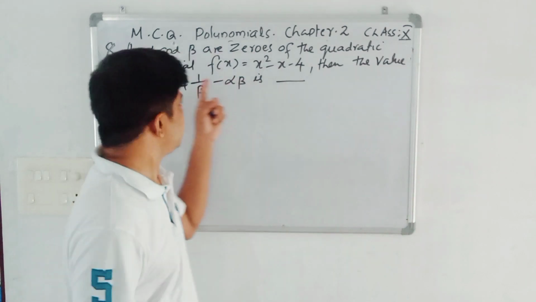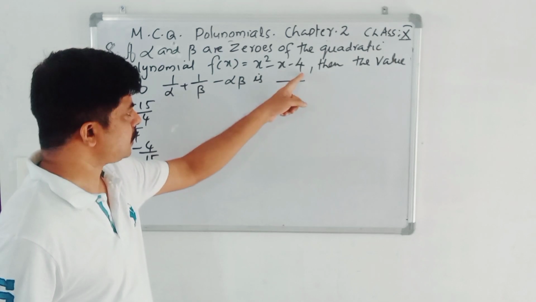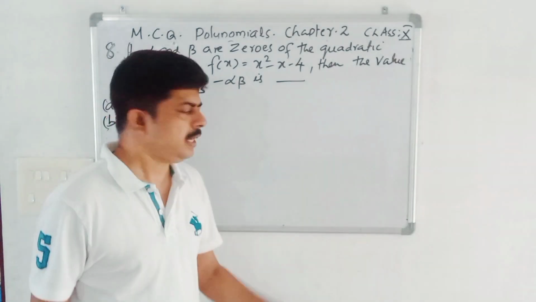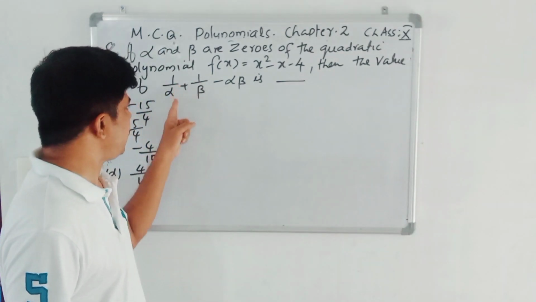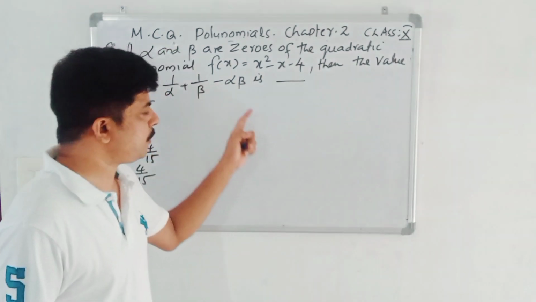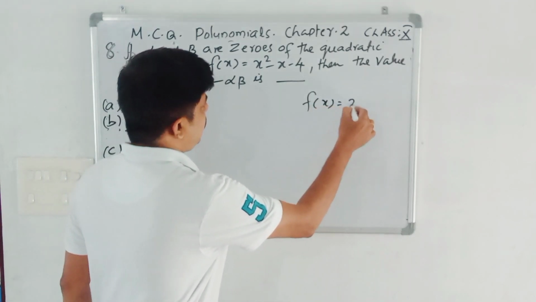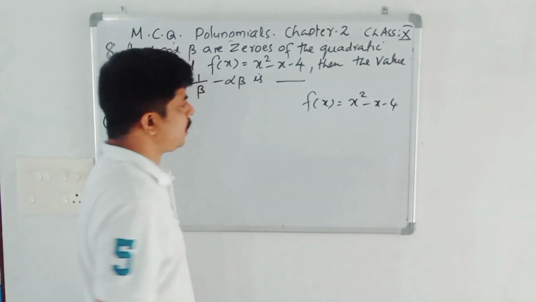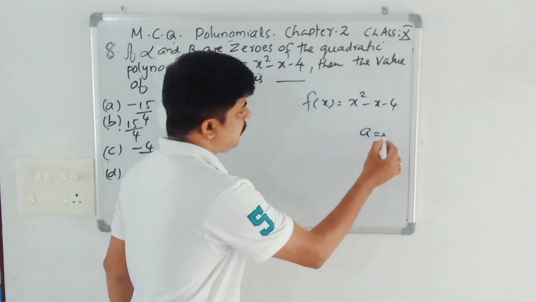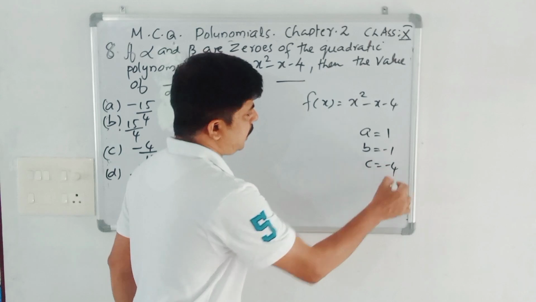We have the next question. If alpha and beta are zeros of the quadratic polynomial f of x equal to x square minus x minus 4, then we have to find the value of the expression 1 by alpha plus 1 by beta minus alpha beta. We know that alpha and beta are the zeros of the polynomial f of x is equal to x square minus x minus 4. First of all, we should find the coefficients a, b, c. A is equal to 1, b is negative 1, c is equal to negative 4.